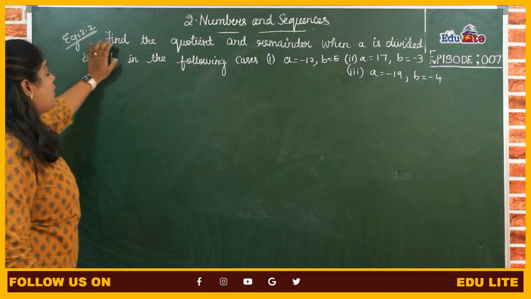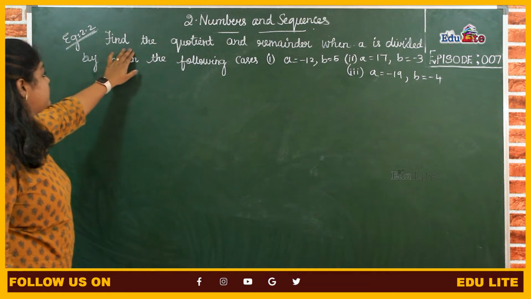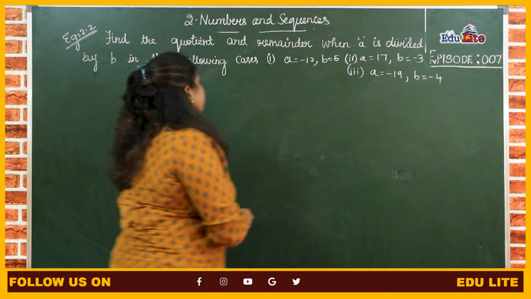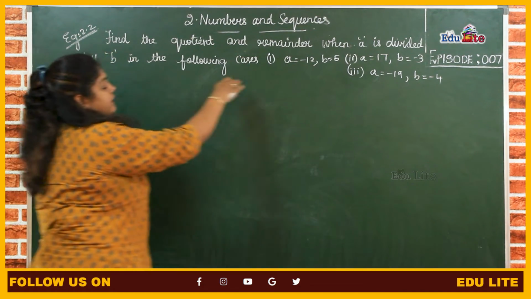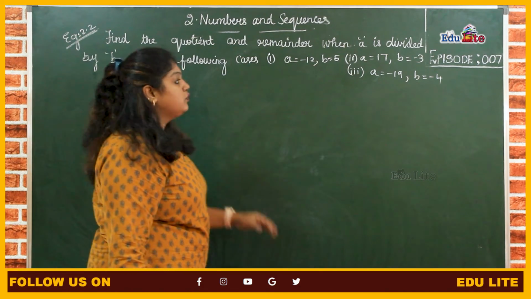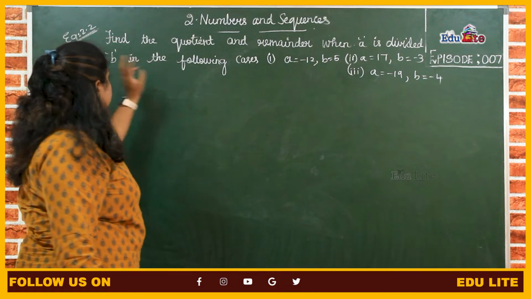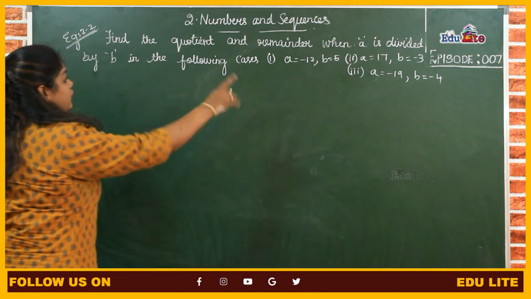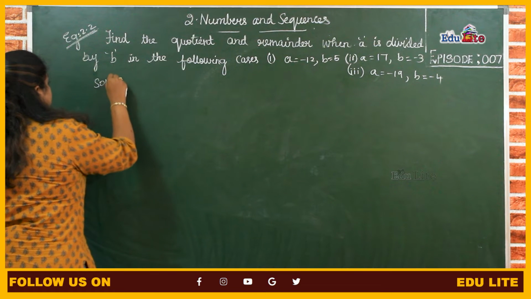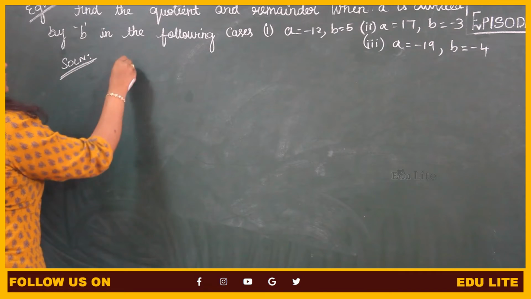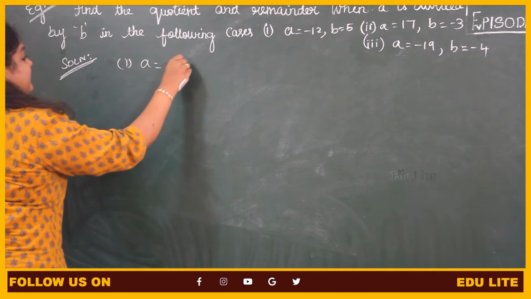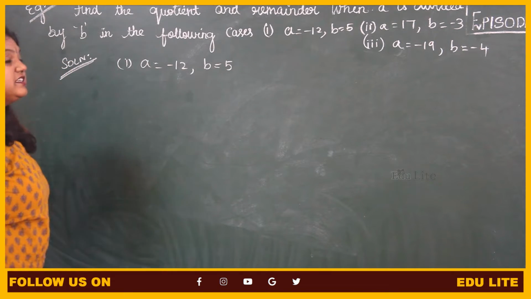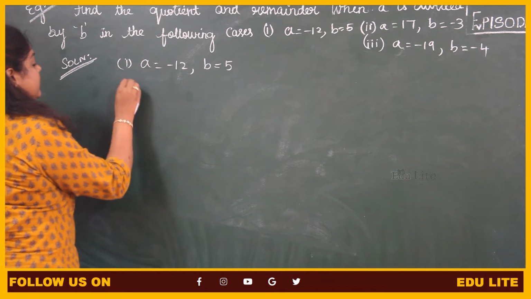Example 2.2. What we have to find in this problem is the quotient and remainder when A is divided by B in the following cases. When A is divided by B, using Euclid's division lemma, we are going to solve this. The first problem given to us is A equals minus 12 and B equals 5. We are going to solve this using Euclid's division lemma.